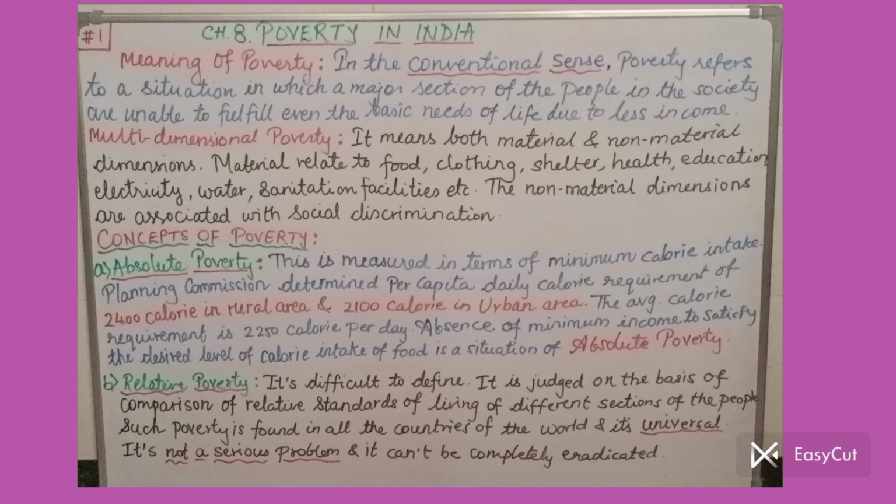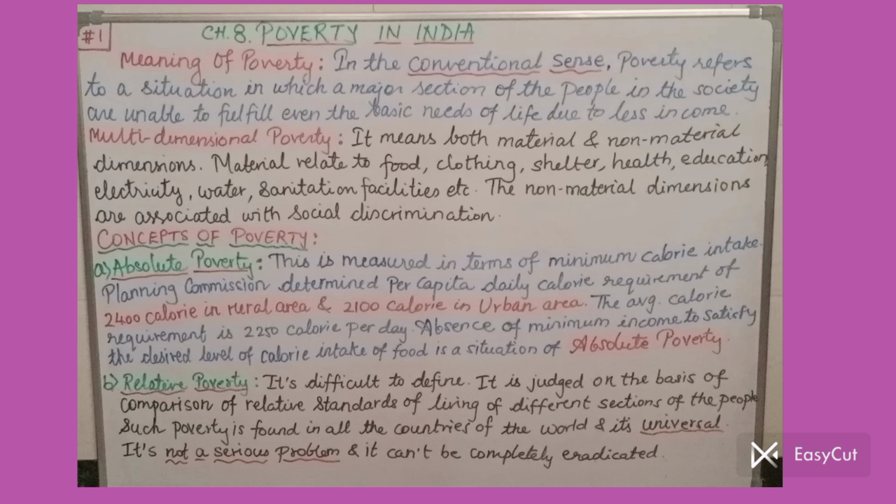Now what is the meaning of poverty as per the old scenario, that means the traditional concept? Poverty means when a person is unable to satisfy his basic requirements of life such as food, clothing, shelter, even health and education are also considered. So if a person is unable to satisfy the basic requirements of life, then we say that the person, or even a particular section of the society, is living in poverty. That is the conventional sense.